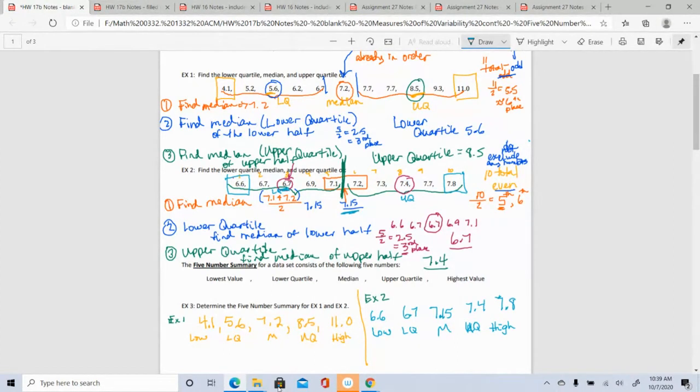So the lowest number is always going to be the first number and the highest the last number, if you've remembered to put them in order from least to greatest. So you always want to check that and make sure that the numbers are in order, least to greatest. And then you know your low number and your high number, you've got those. Those are going to be exactly what's there and what's there.